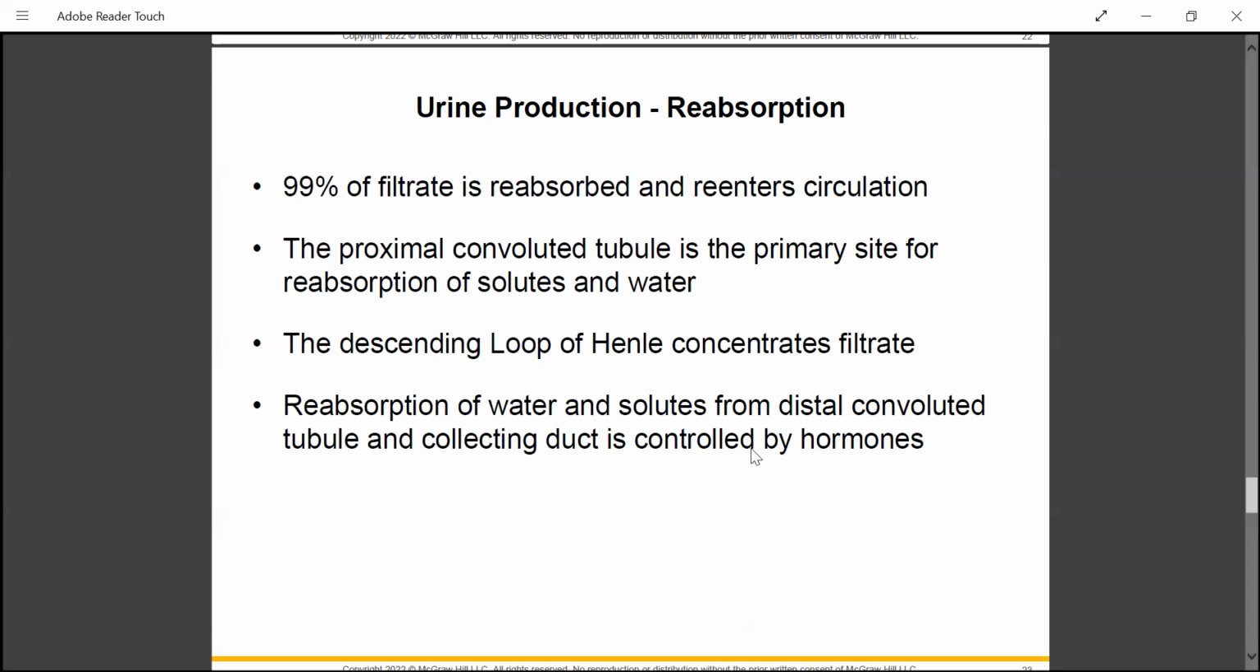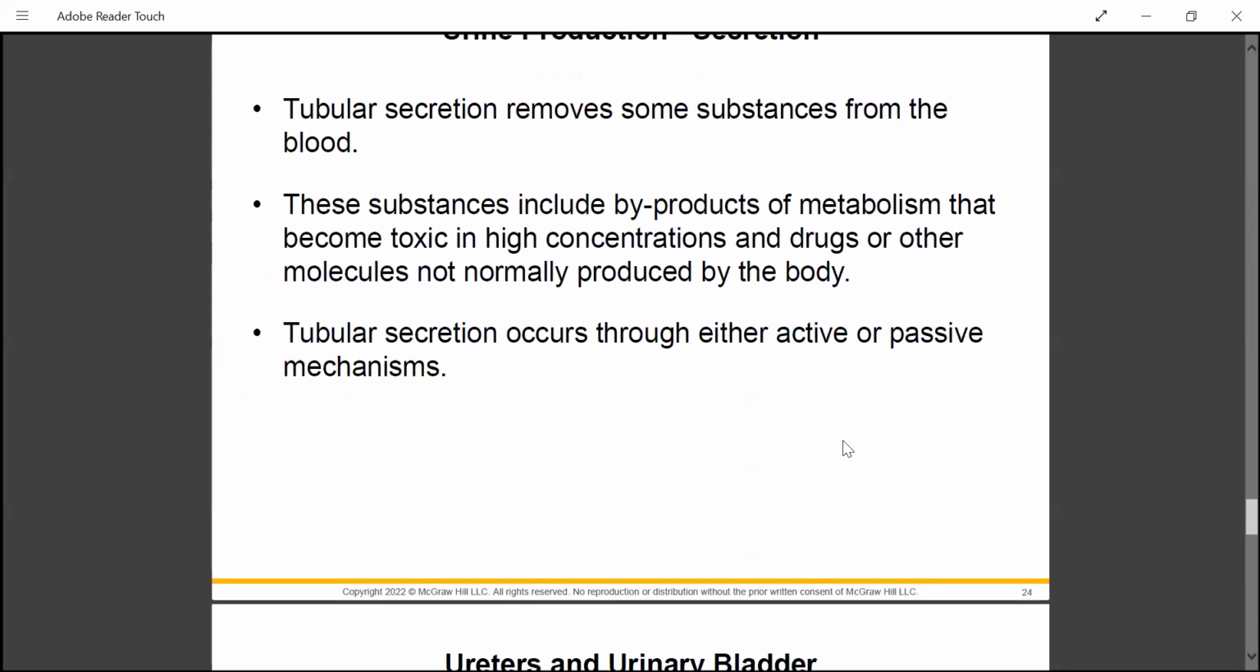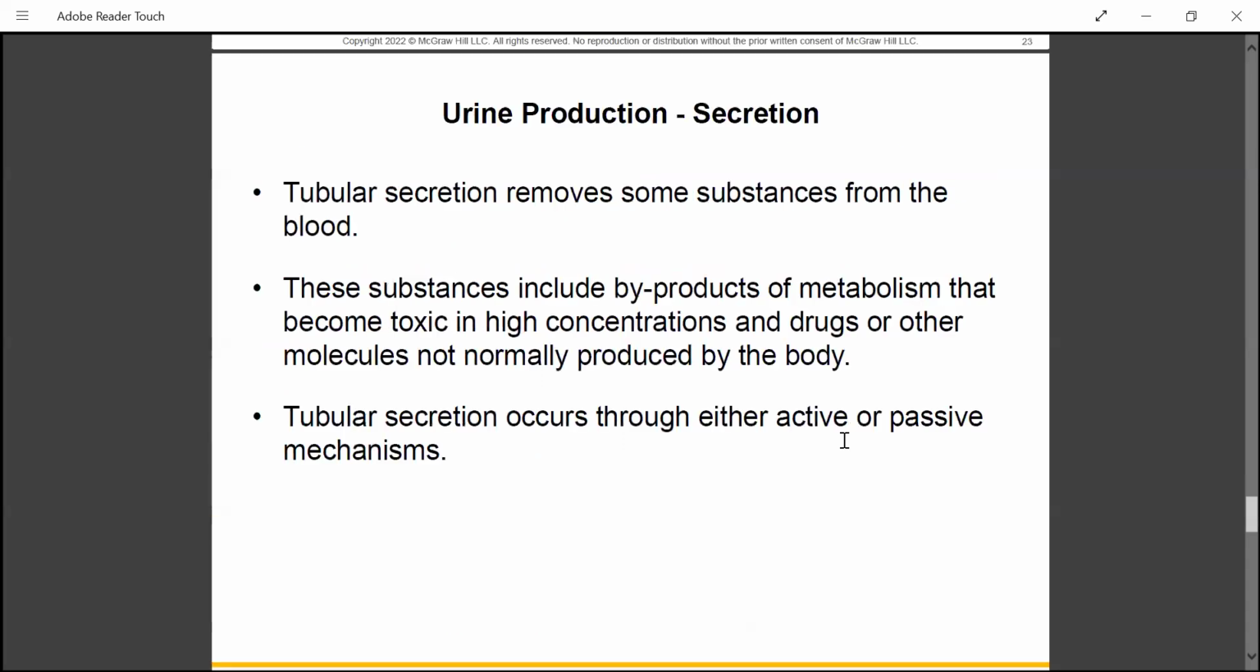This reabsorption continues at the distal convoluted tubule, and then eventually we'll reach the collecting duct, and all of this is controlled by various hormones. So we're not going to get into those hormones very in depth for this lecture.